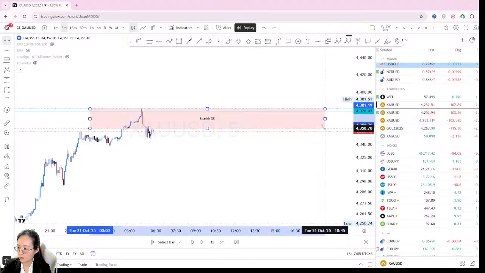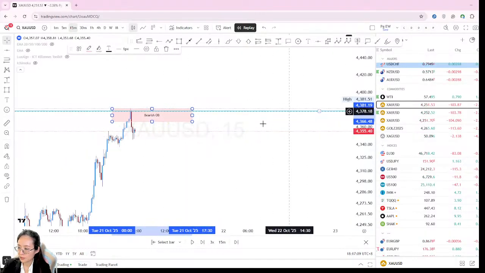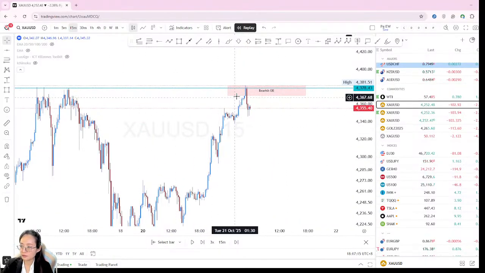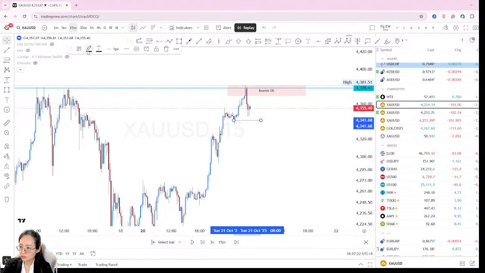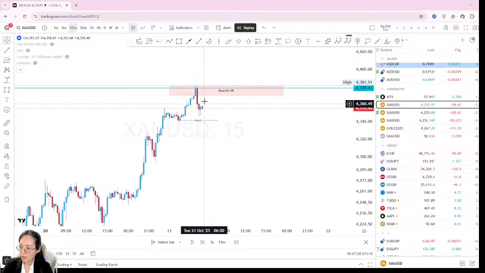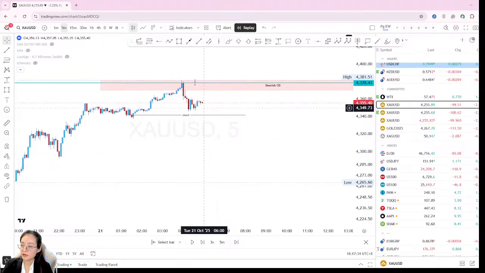M5. My OB on M15 was here, right? And this all-time high, the body is closed below, and if price can close below this one, it's going to be the change of character for the SMC. Right now I'm going to sell if price pulls back into the OB. I'm going to look at the M5 as well.